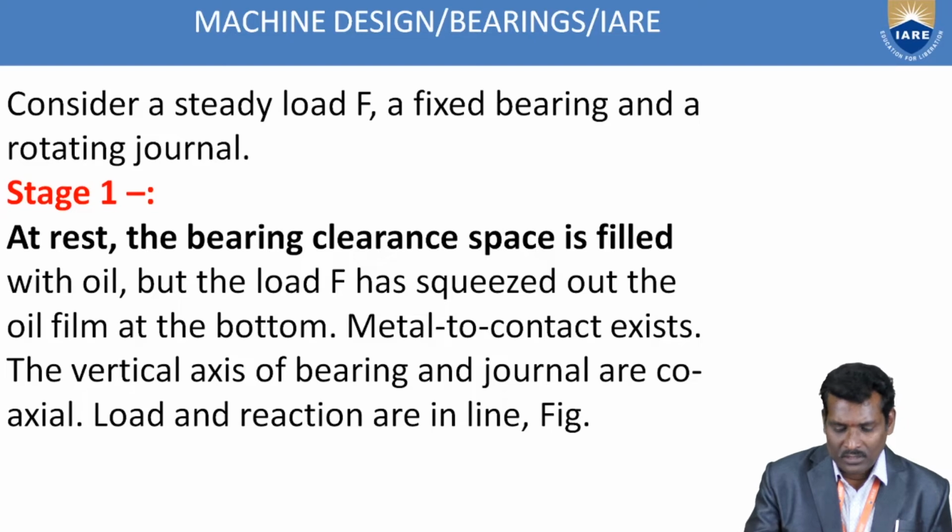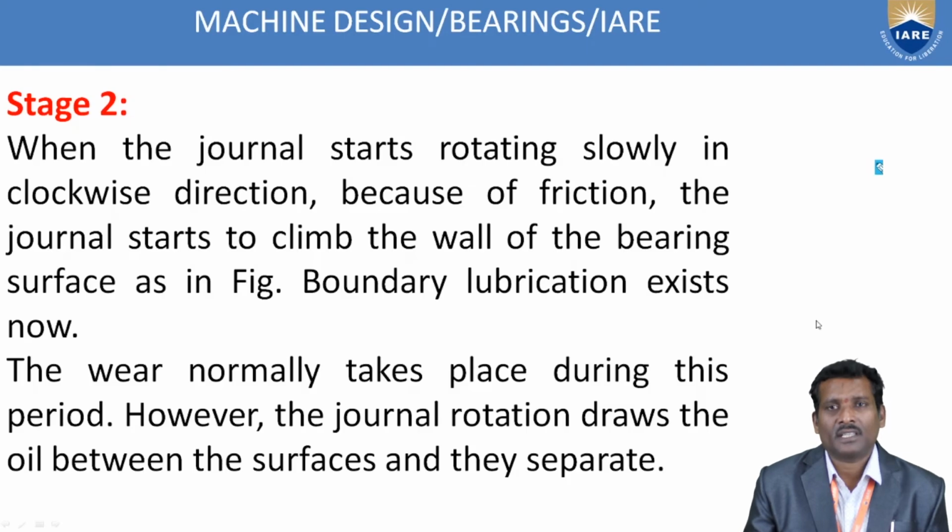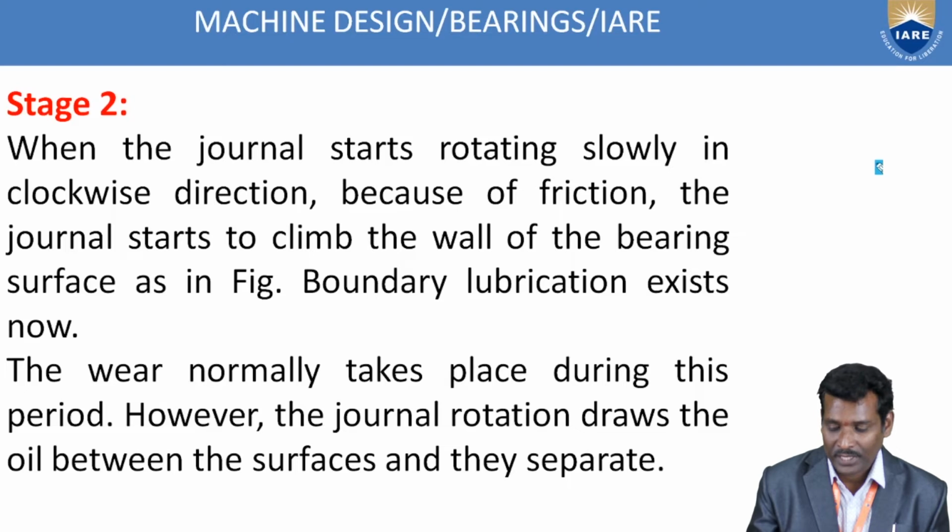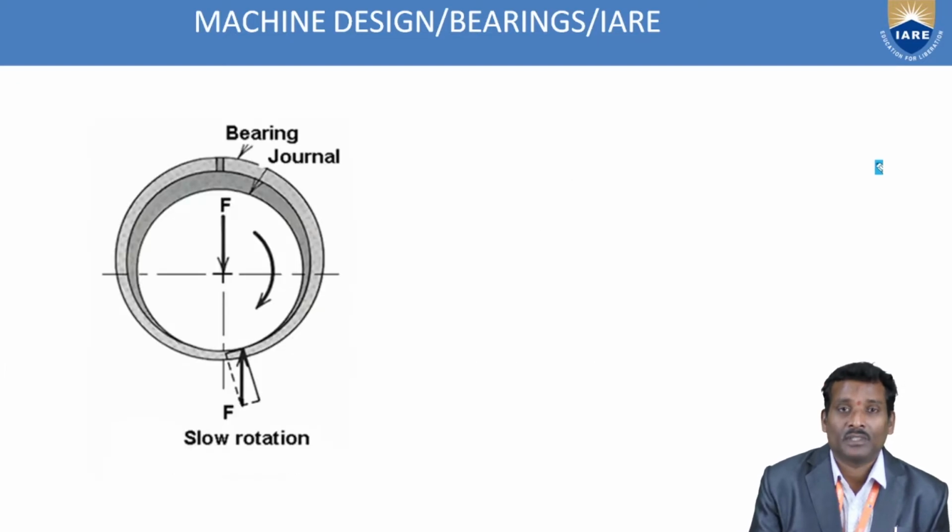So already shown in a figure. So in the next stage, see the second stage, when the journal starts rotating slowly in a clockwise direction, because of the friction, the journal starts to climb the wall of the bearing surface as shown in the figure. At this stage, boundary lubrication will be present.